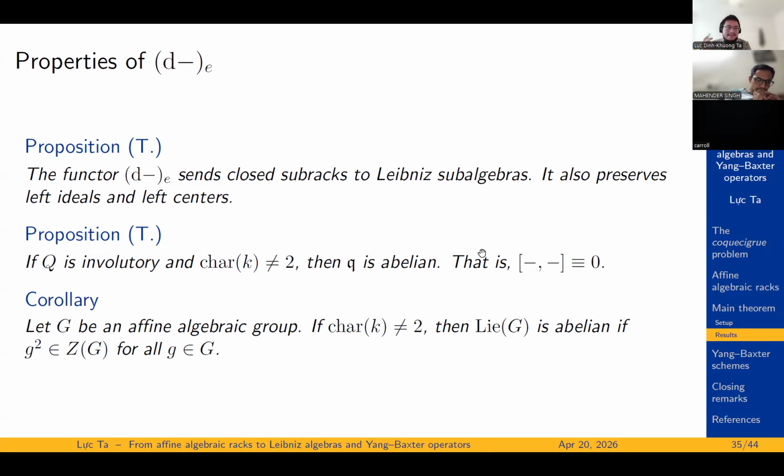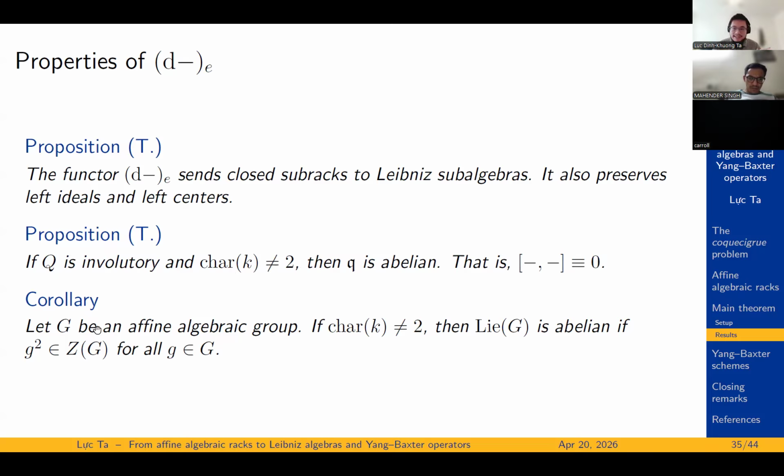In the same way that the functor from affine algebraic groups to Lie algebras is. You can also ask, under what conditions is the Leibniz algebra of an affine algebraic rack going to be abelian? So in other words, when is the bracket uniformly zero? A sufficient condition is that your affine algebraic rack is involutory. So in other words, if you compose two left multiplication maps together, then you get the identity, and that you're not working over characteristic two.